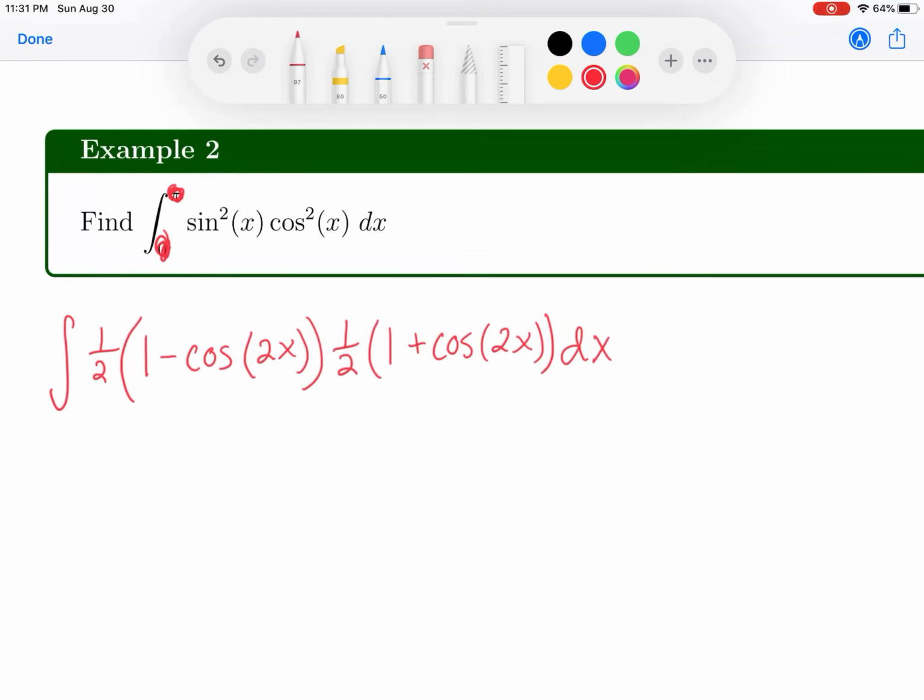What can we do to clean this up and make this look less intimidating? The first thing that I can think of is bring these constants to the front. Let's get rid of them. Let's bring them out front. So instead of having them there, let's write them out front. It's 1/2 times 1/2. That's going to be 1/4.